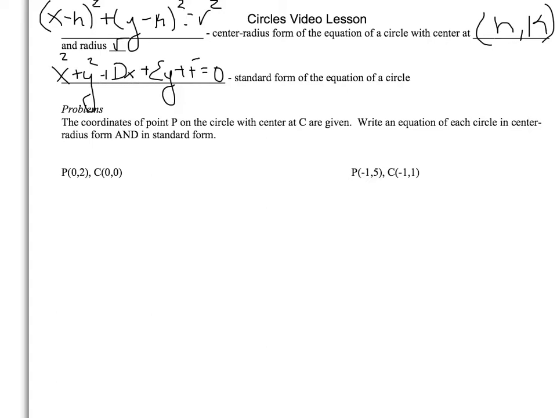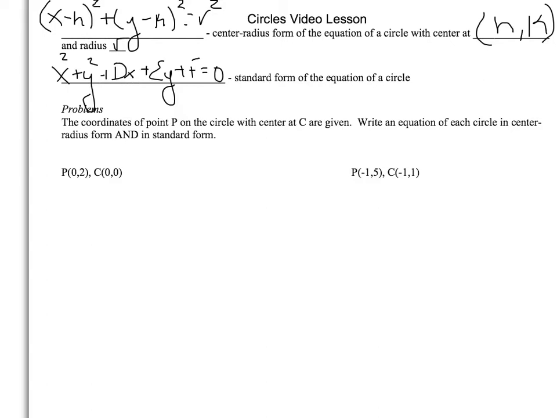What's new to you guys is called the standard form of the circle. For standard form, what you would have to end up doing is you expand the center radius form and set it equal to 0. I will show you how to get that in the next problems here. The coordinates of P is on the circle, and C is the center point. Write the equation of each circle in center radius form and in standard form.